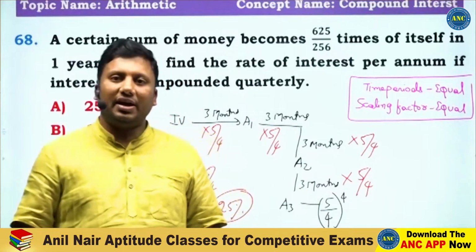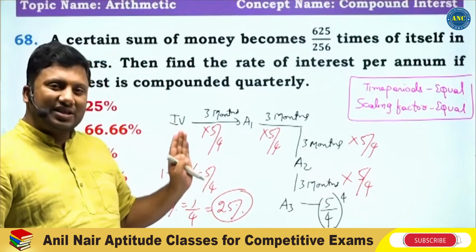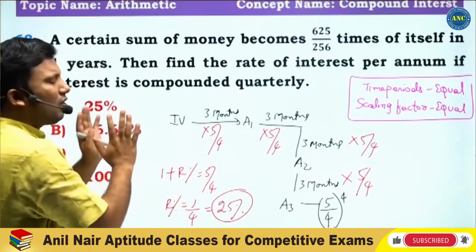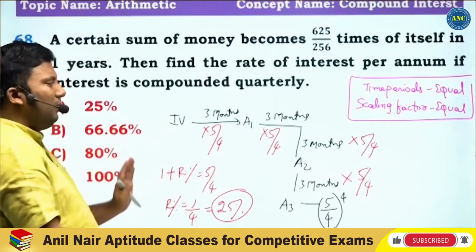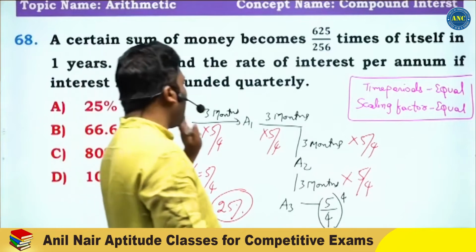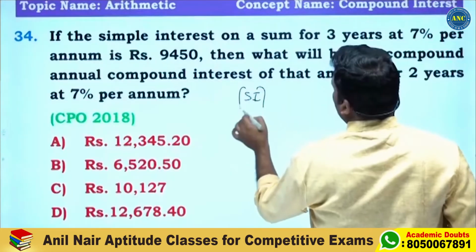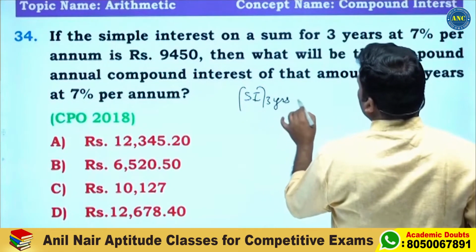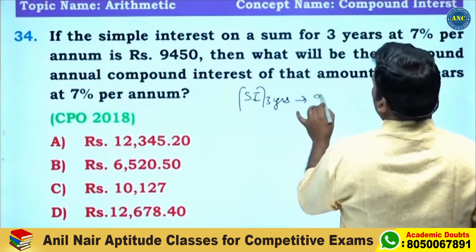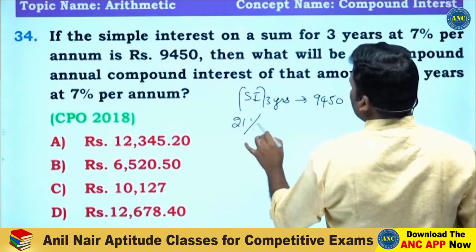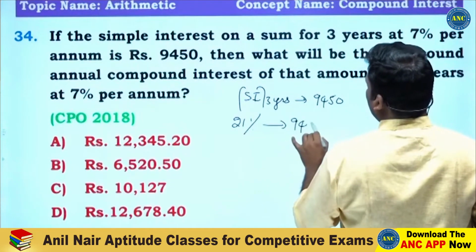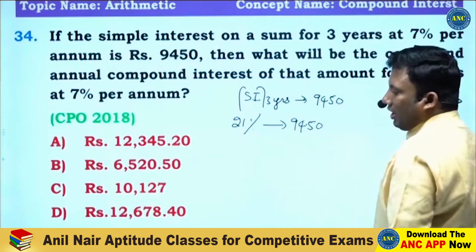Is the idea clear? I hope the idea is crystal clear. Just read the question and solve it step by step. Within less than 1 minute you will get the answer. All are previous year question types. Simple interest for 3 years is 9450. So 21% it is 9450.